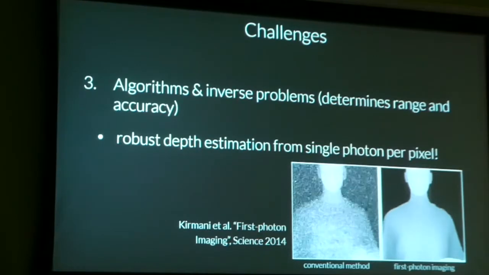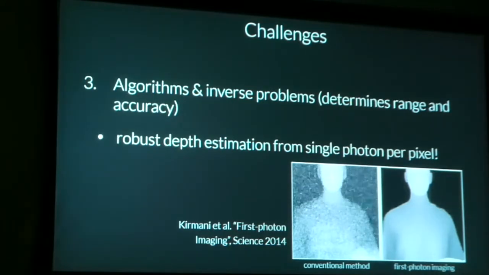And finally, what types of algorithms can we apply for the inverse problem of estimating the depth from the measurements? So this is an example of a paper that came out about 5 years ago called First Photon Imaging. What they had here was a LIDAR system, and you would scan this around, but you would only detect a single photon at every scan point. So incredibly low signal regime.